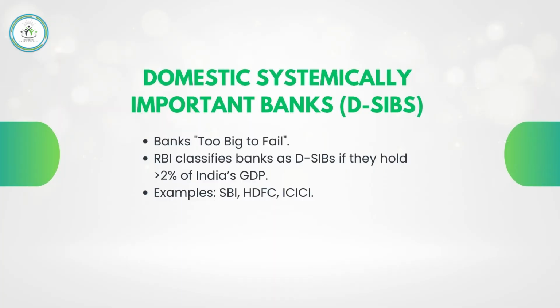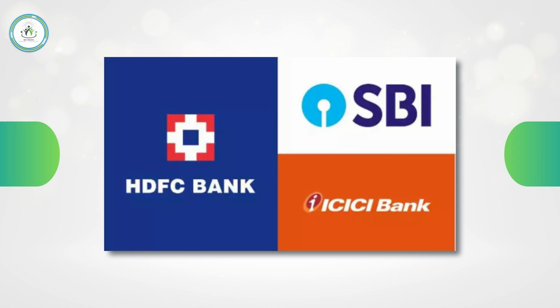Domestic Systemically Important Banks, DSIBs. Some banks are considered too big to fail. These are called Domestic Systemically Important Banks, DSIBs. RBI classifies banks as DSIBs if they hold more than 2% of India's GDP. Examples include SBI, HDFC, and ICICI.